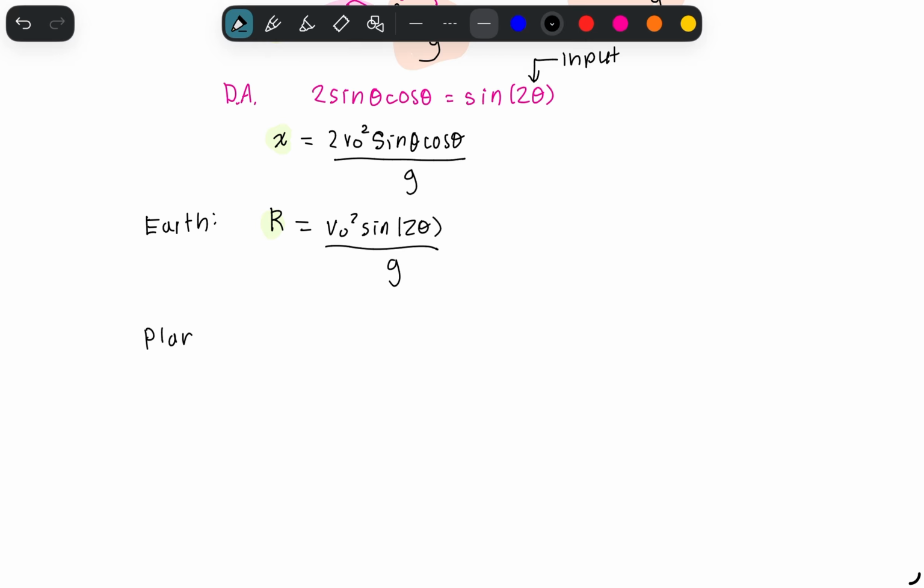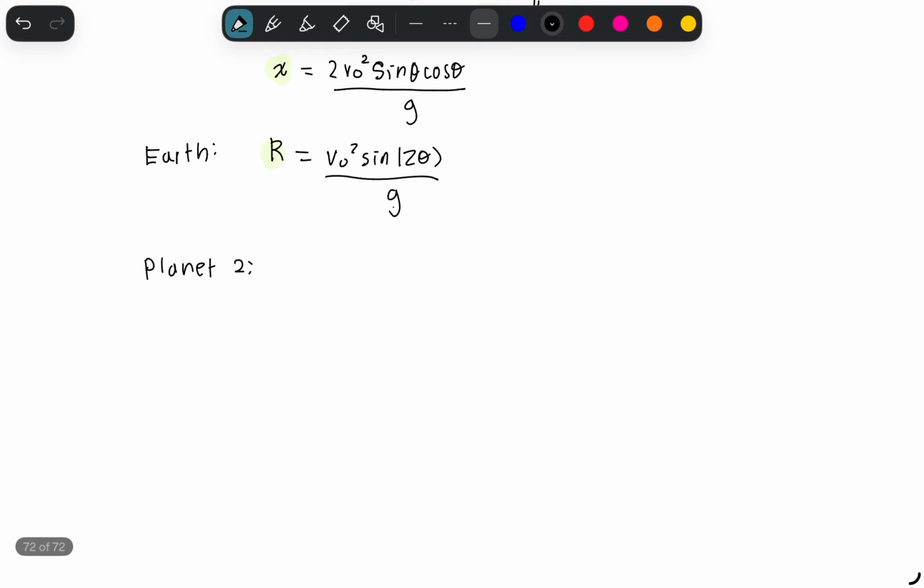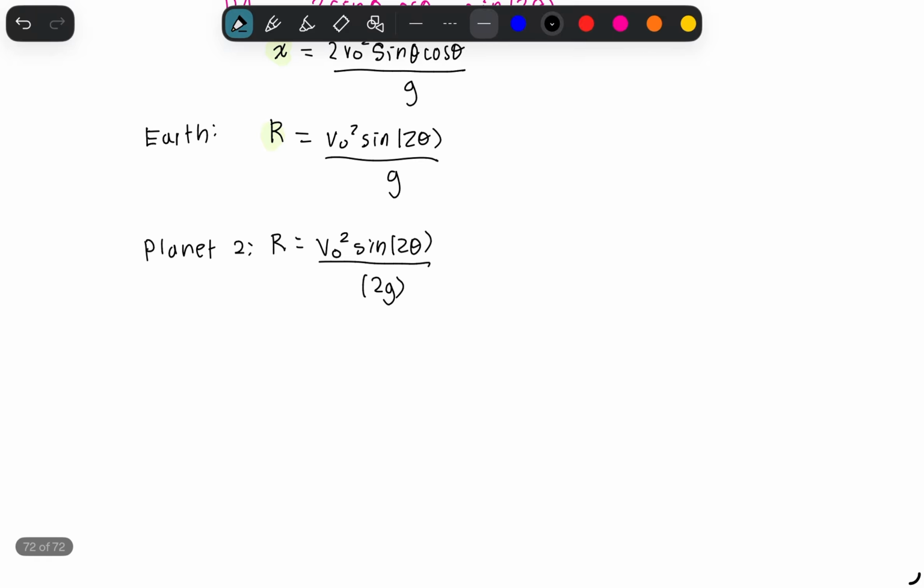But on planet 2, our only differentiating thing was that we had twice our gravity. So you have this exact same formula, r is equal to v initial squared sine times 2 of theta, except you're going to divide by 2g instead of g. Now, what can we see is the difference? This is r prime, by the way. So r prime is going to be equal to r divided by 2.